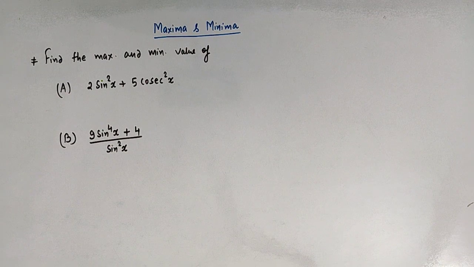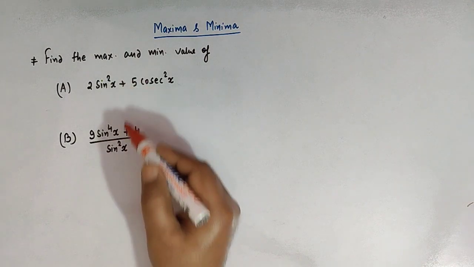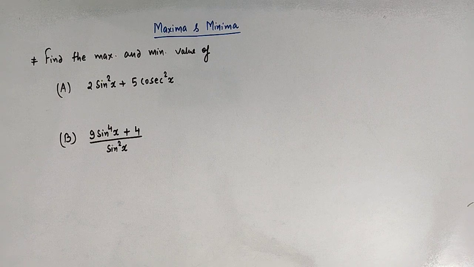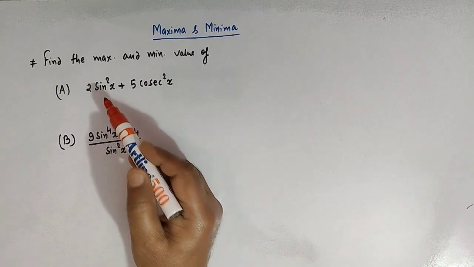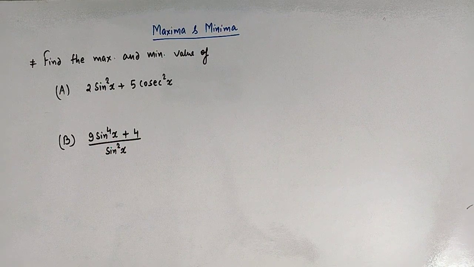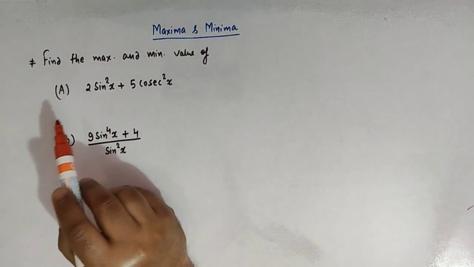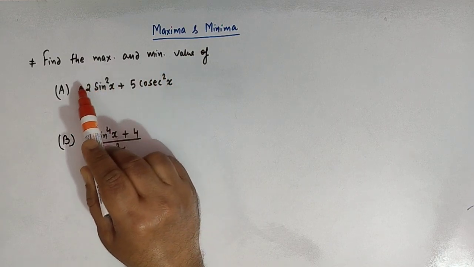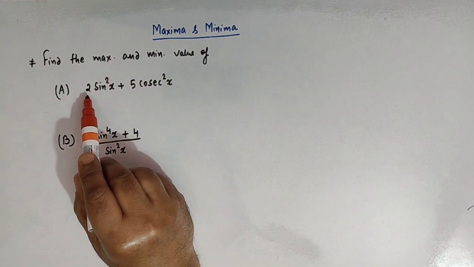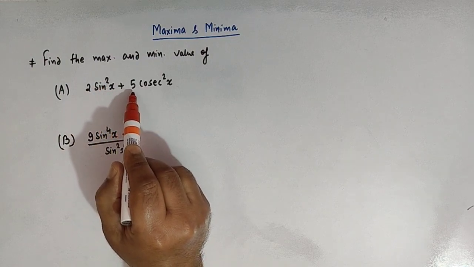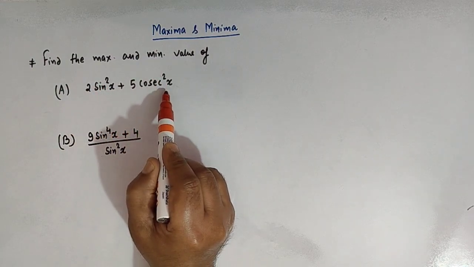Hello viewers, in today's class we are going to discuss two important problems related to maxima and minima, right? And here we'll solve these two problems and we'll see a quick method how to find the maximum and minimum value of these two expressions, right? So let us start. Now here we have to first find the maximum and minimum value of this expression, that is 2 sine square x plus 5 times cosec square x, right?